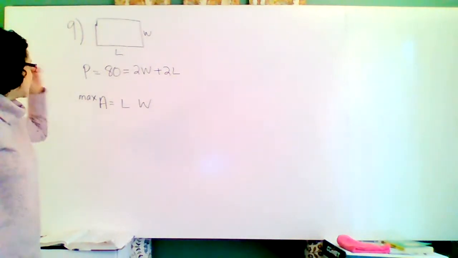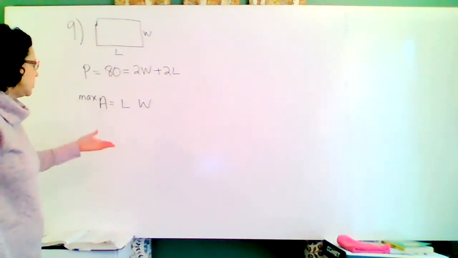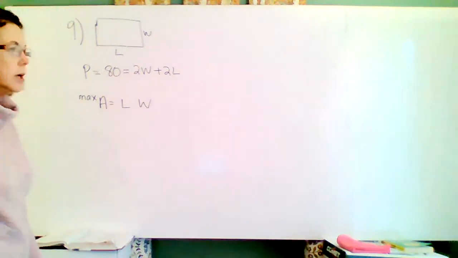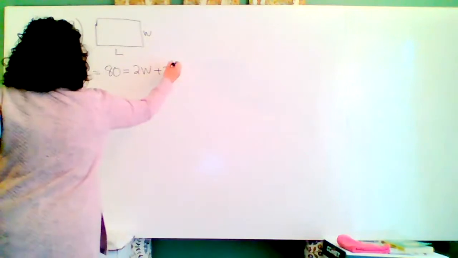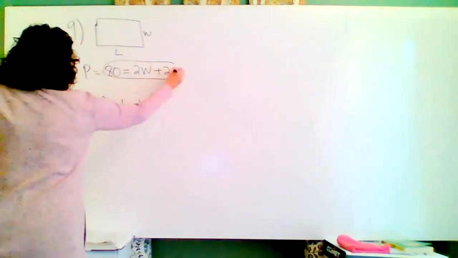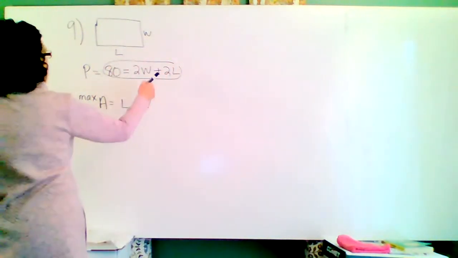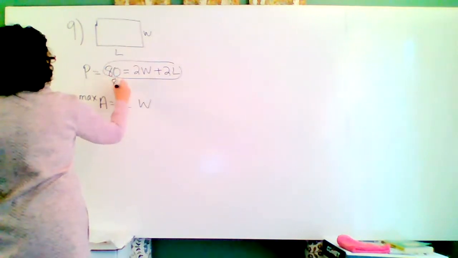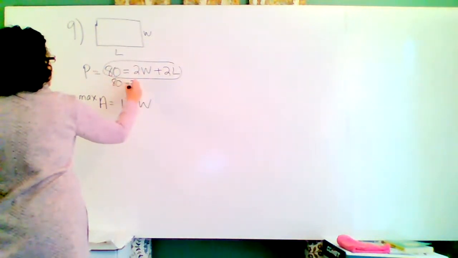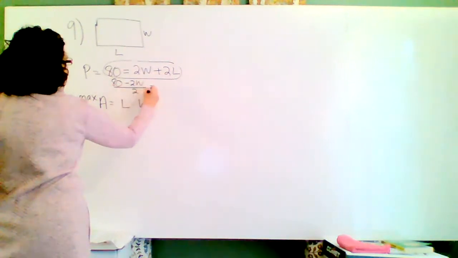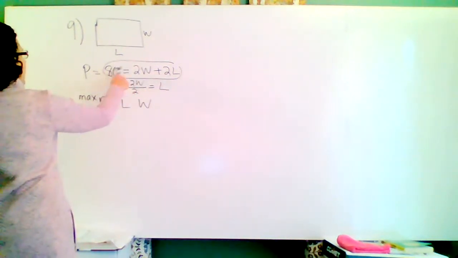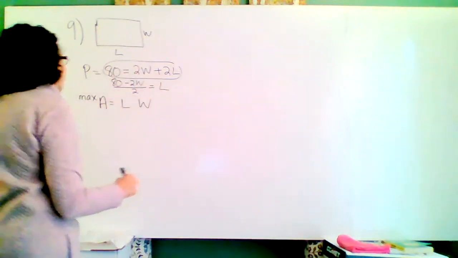Okay, so before I write the derivative for this area, I do believe that I want one variable. So I'm going to work to get a variable alone here. Let's see, from here, how about I get the L alone? So that would be 80. I'm going to subtract the 2 W's and divide by 2, and that's going to equal my L. So 80 minus 2W divided by 2 would get the L alone.